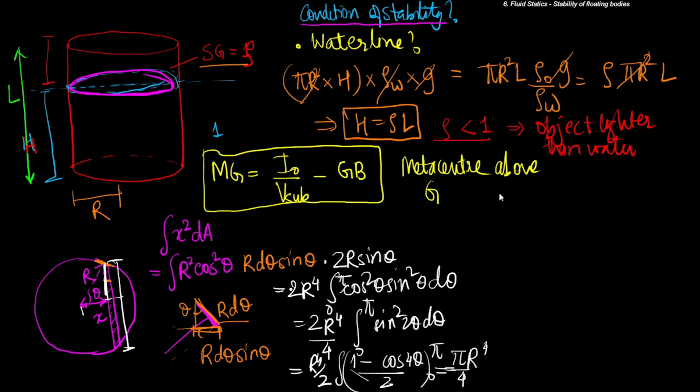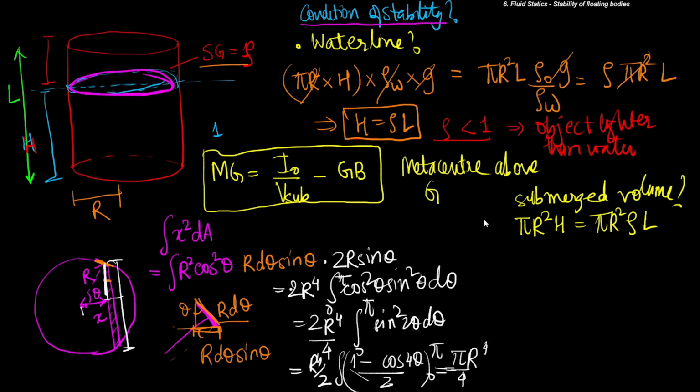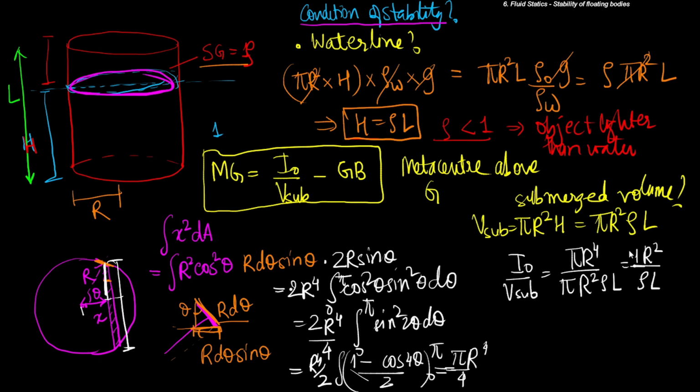Moreover, what is the submerged volume? Submerged volume is equal to pi r to the power 2 multiplied by h. Essentially this is pi r square rho times L. So this is equal to V sub. So what is I naught upon V sub? It's going to be pi r to the power 4 upon pi r square rho L, and this becomes r square by rho L.